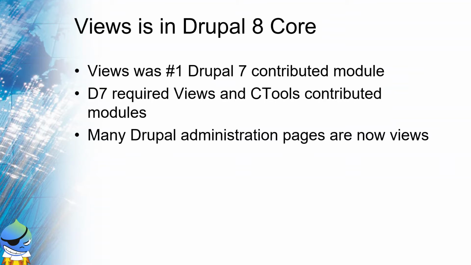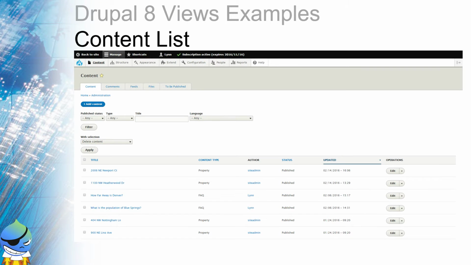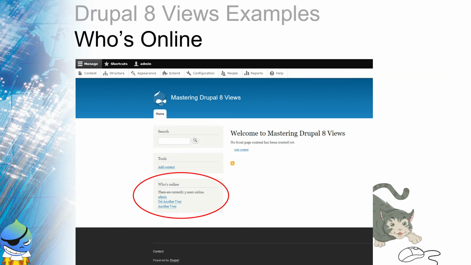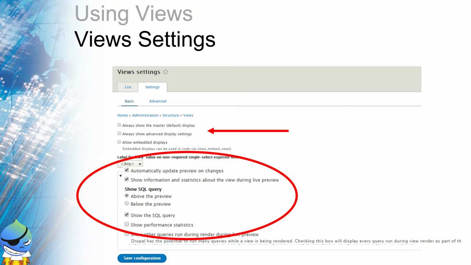And in Drupal 8, most of the administration pages are now views. So if we look at one of them, like the front page, which used to be a piece of code that generated the same thing, it's very simply a view. The content list is a view now. The files view is a view, obviously. Who's online is a view. So these are all things that are built into Drupal that come out of the box that are actually views defined within the thing. Even the user list is now simply a view. So you have all these views that you can use.